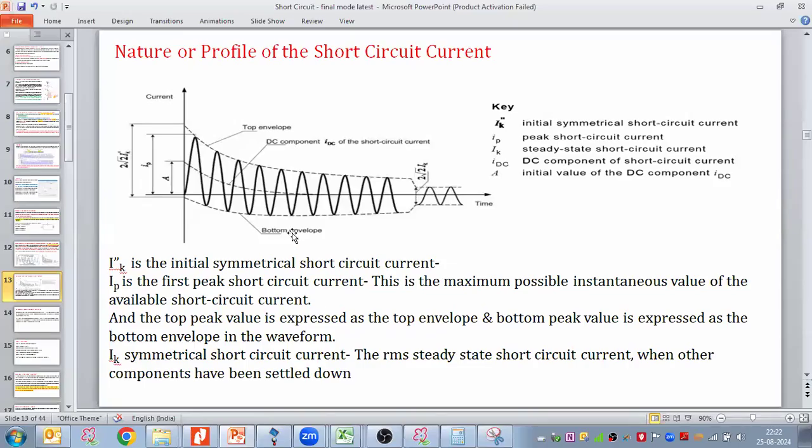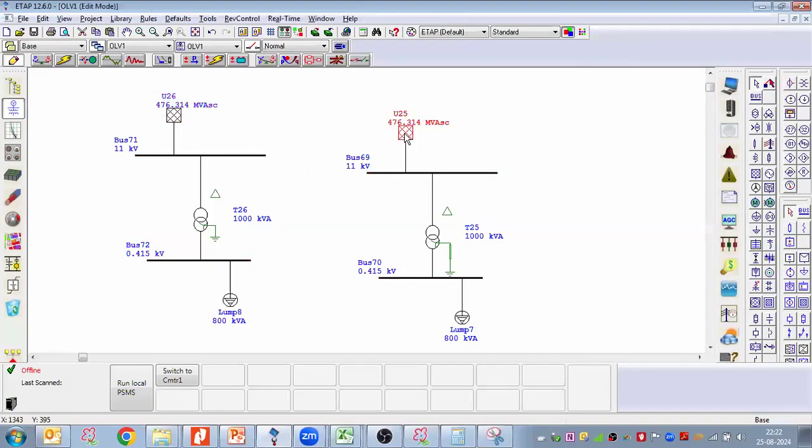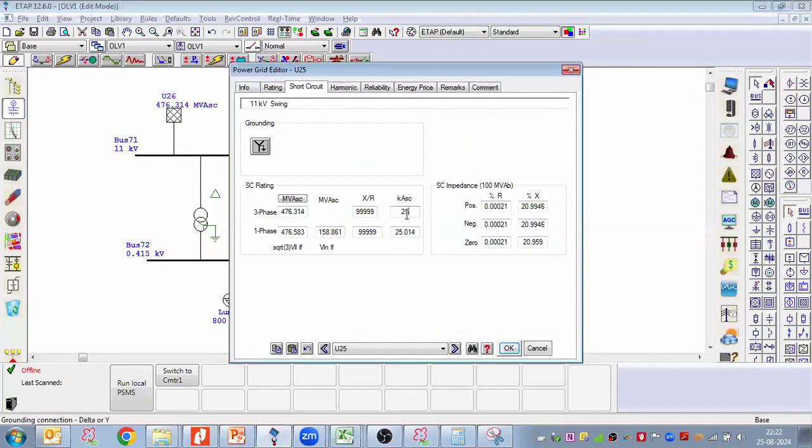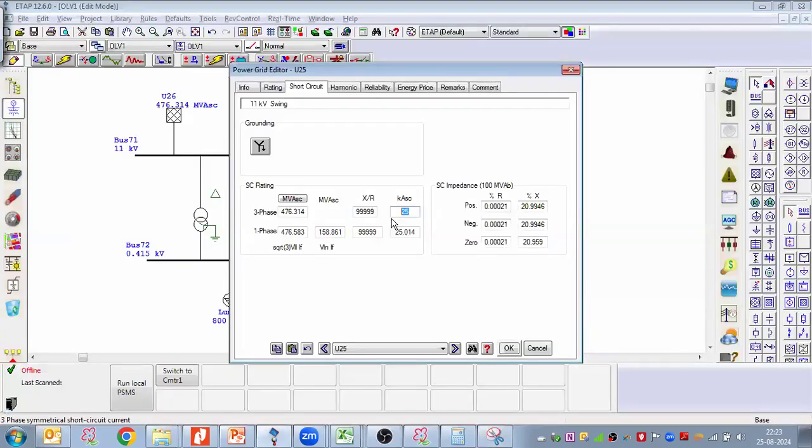So when we say 25 kiloampere, 40 kiloampere, or 50 kiloampere short circuit rating, basically for which current are we talking? We are putting 25 kiloampere here, so what is this current? We have many types of current: I double dash K, IP, IK. So which is this current when we select the short time rating? Which current is expressed as the short time rating? RMS, yeah.